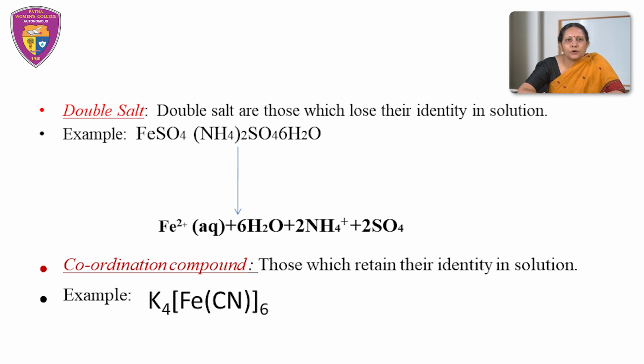Another example is potash alum, also called hydrated potassium aluminum sulfate. In aqueous solution, potash alum also gives the individual identity of potassium ion, aluminum ion and sulfate ion. Next is the coordination compound. Those compounds which retain their identity in solution. For example, potassium ferrocyanide dissolved in water. The solution does not give the test of iron 2 plus and cyanide ion. Here potassium ion is the counter ion, iron is the central metal atom and cyanide is a ligand.